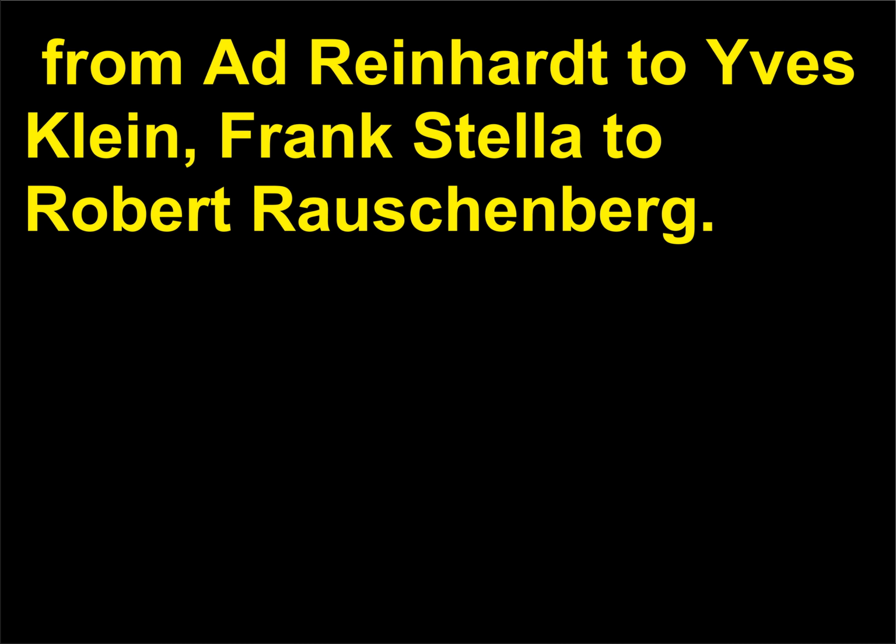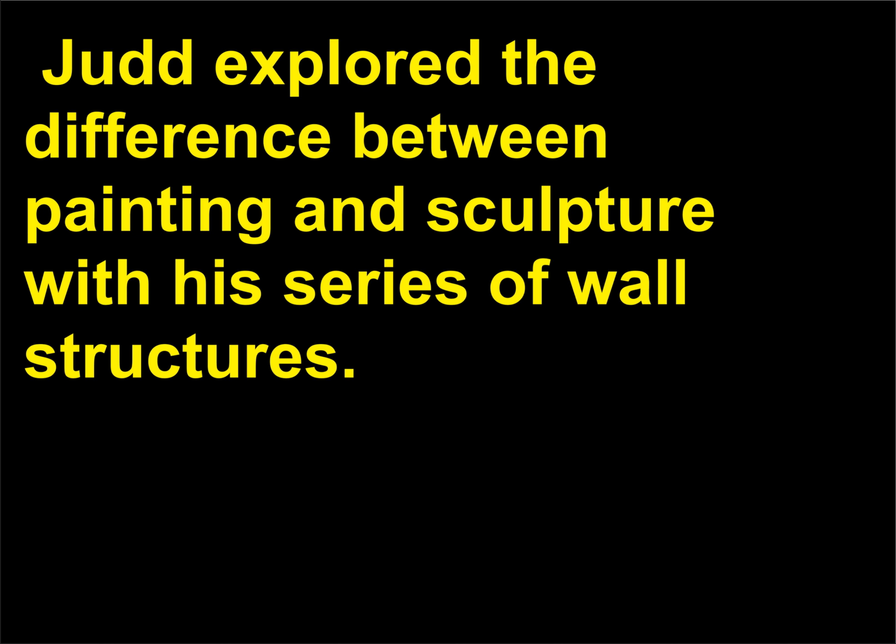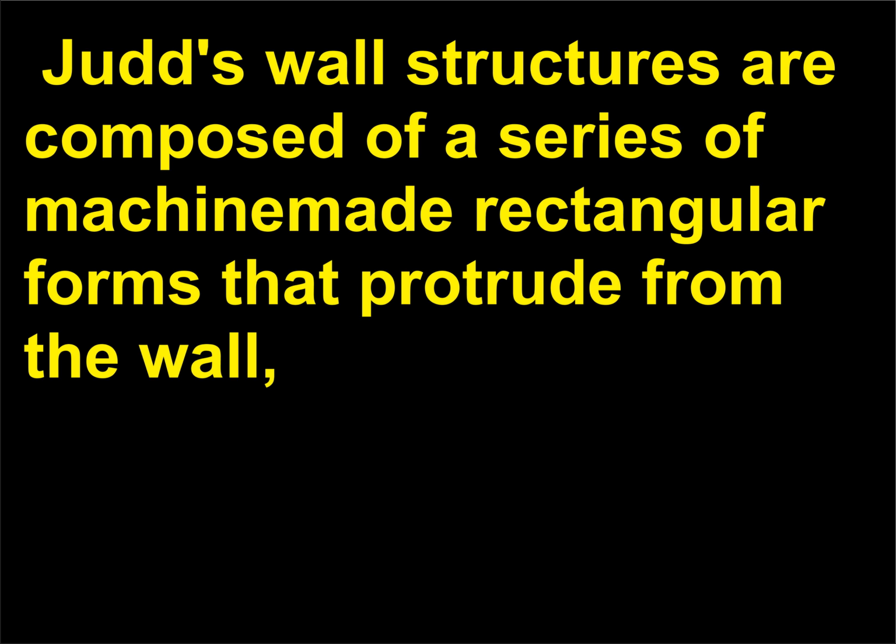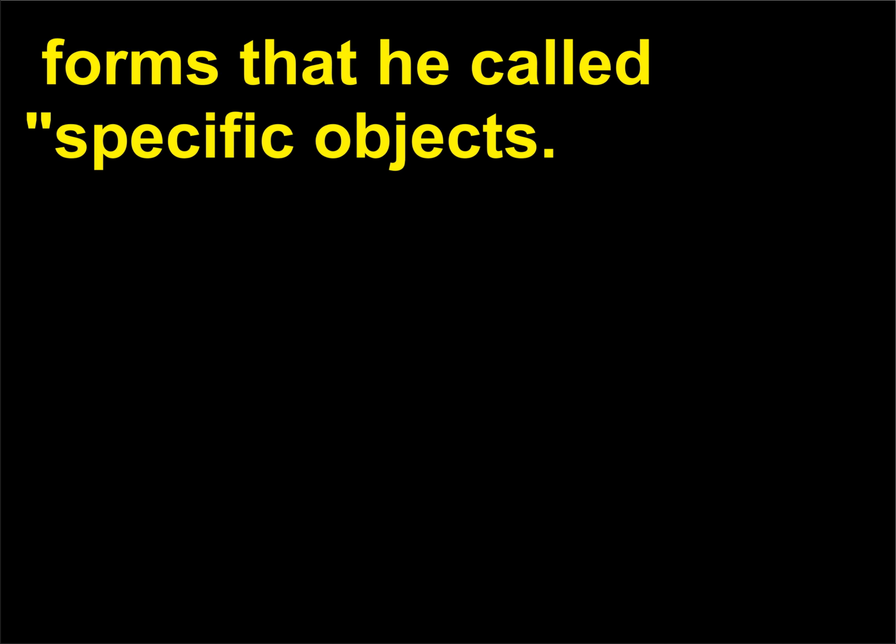The term minimalism has been used to describe the art of many artists, from Ad Reinhardt to Yves Klein, Frank Stella to Robert Rauschenberg. The work of artist Donald Judd, 1928 to 1994, is a good example of minimalism. Judd explored the difference between painting and sculpture with his series of wall structures. Judd's wall structures are composed of a series of machine-made rectangular forms that protrude from the wall, forms that he called specific objects.